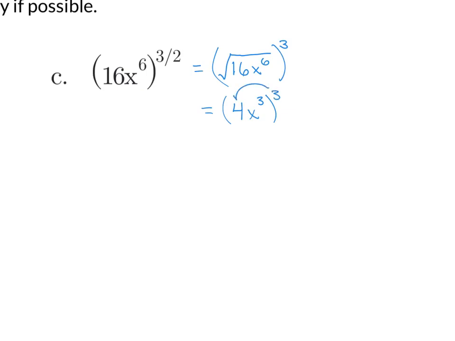So if I cube the 4, I get 64. 4 times 4 is 16 times 4 is 64. X cubed cubed, remember that when we raise an exponent to another exponent, we multiply. So we get 64x to the 9th.